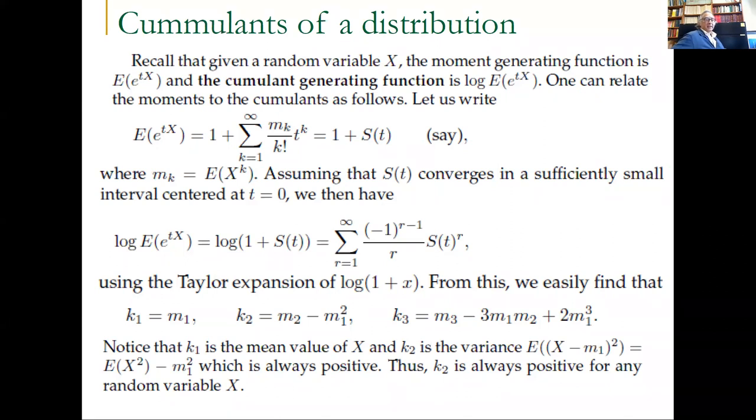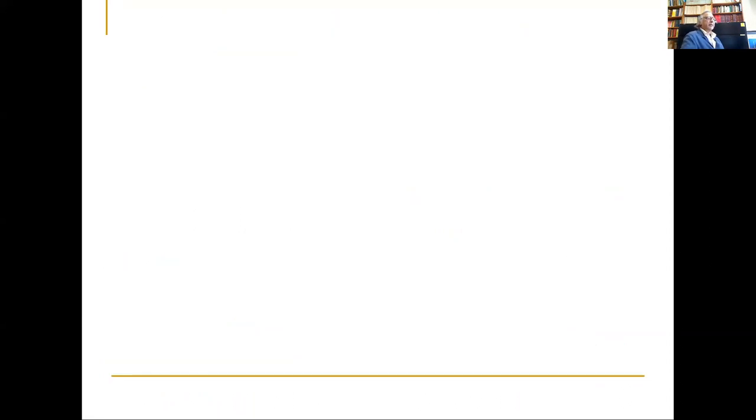And k2 is the variance, the expected value of x minus the mean, squared. And that's always positive, isn't it? The expected value of a non-negative function is always non-negative. It's a density function, therefore it's non-negative. So k2 will always be positive for any random variable x. So these two comments, how k1 and k2 are related in this fashion, will become important as we proceed.